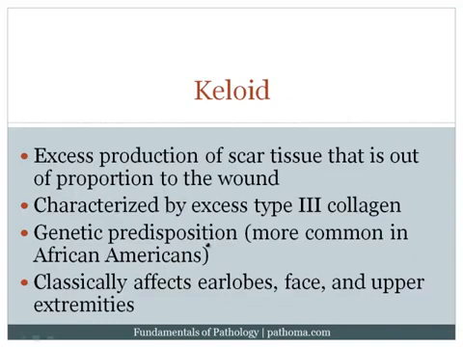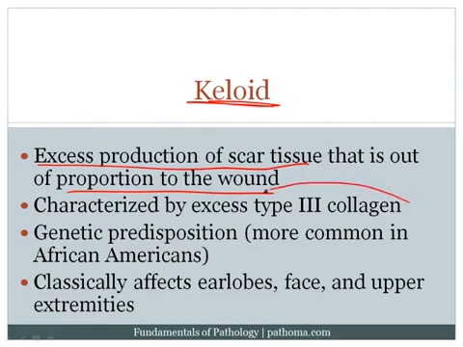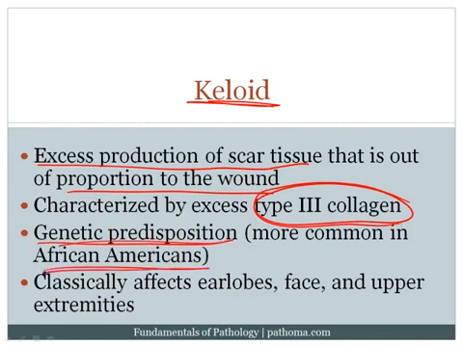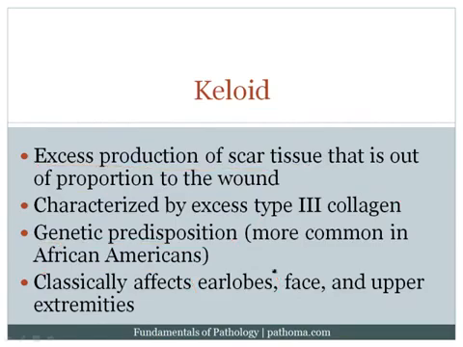Another example of a problem with wound healing is called a keloid. This is very high yield, and likes to show up on exams. A keloid is excess production of scar tissue, but it's way out of proportion to the wound. Another important feature of a keloid is that it is characterized by type 3 collagen. There's an excess of type 3 collagen in the keloid. There's a genetic predisposition. It's more commonly seen in African Americans, and the classic location is the earlobe. These are some important facts or features of a keloid. You need to be familiar with these for board examinations.